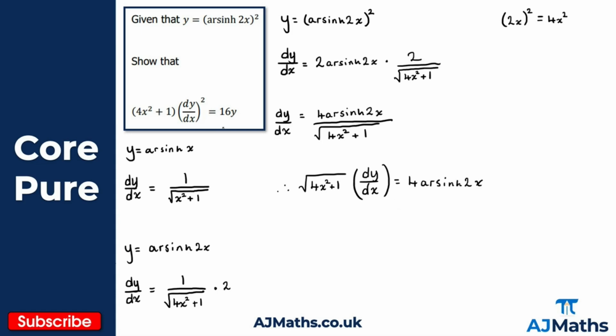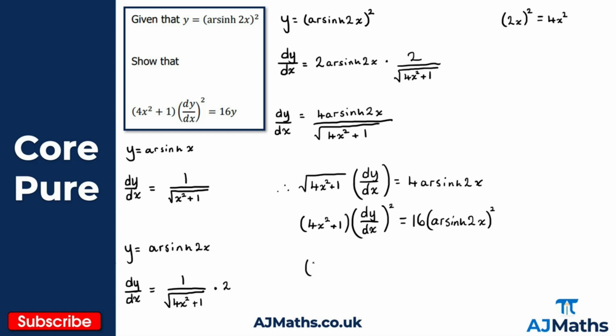So if we have dy by dx all squared, what I'm going to do now is square both sides here. So if I square the square root of 4x squared plus 1, that will simply give me 4x squared plus 1. We get 4x squared plus 1 there. I'm now going to get dy by dx all squared. And in this case then, if I square this here, that would be 16 multiplied by arsinh 2x all squared. But remember, arsinh 2x here is equal to y. So arsinh 2x all squared is y. Okay, so I can replace this now with y.